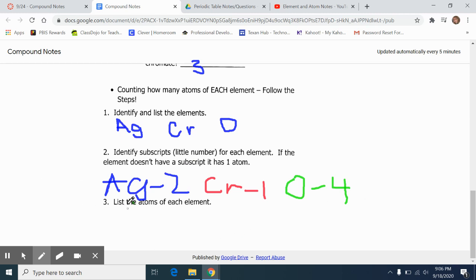So for your last step, I just want you to list the atoms of each element. So you're kind of going to repeat step number 2. And I'm going to do this in light blue. Ag has 2. Cr has 1. O has 4 atoms.